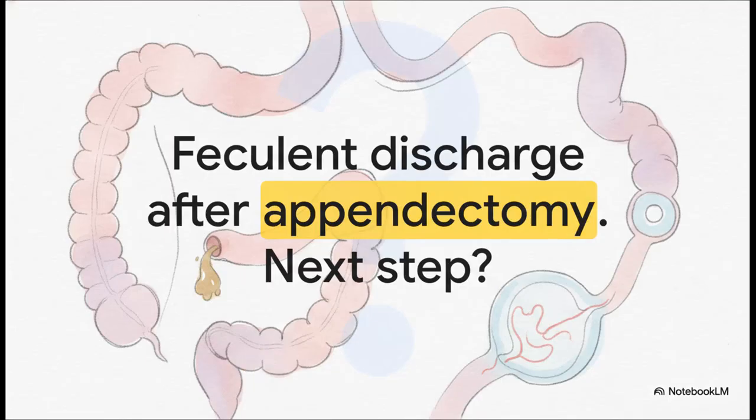Let's look at another post-op scenario. A 28-year-old female develops a feculent wound discharge 7 days post-appendectomy. However, she's hemodynamically stable and actually passing normal stool. What's the next step? A, antibiotics alone, B, immediate laparotomy, C, CT scan with contrast, D, discharge, or E, drain placement. The answer is C. You want to use a CT scan with contrast to map out that early enterocutaneous fistula tract.